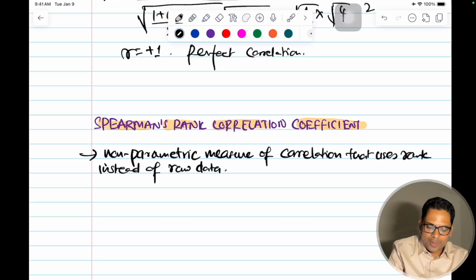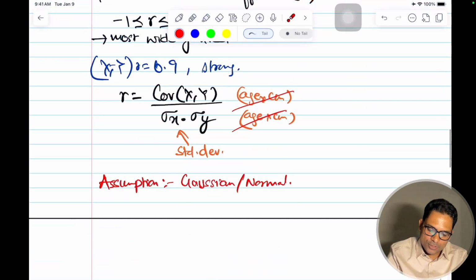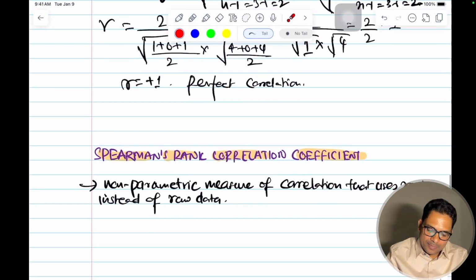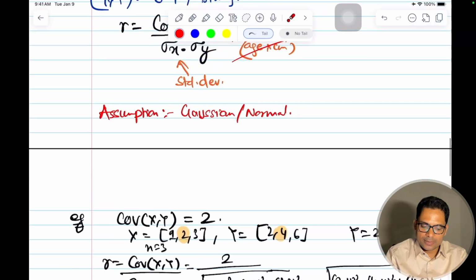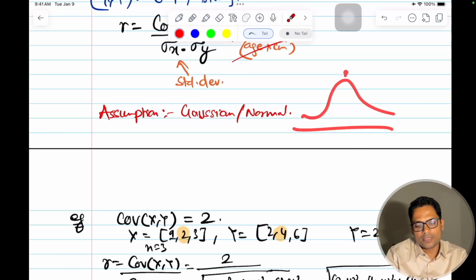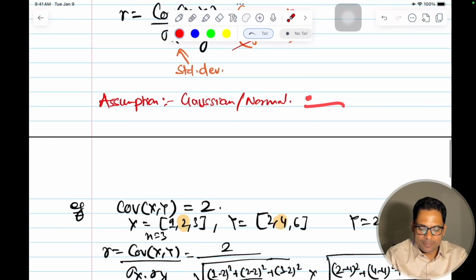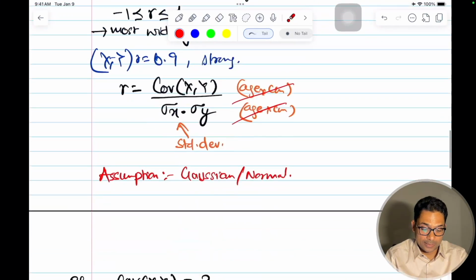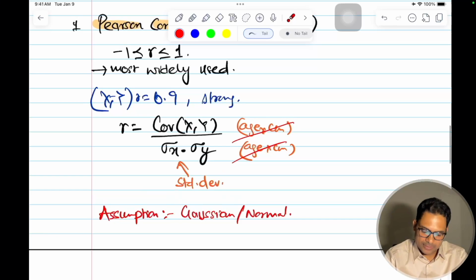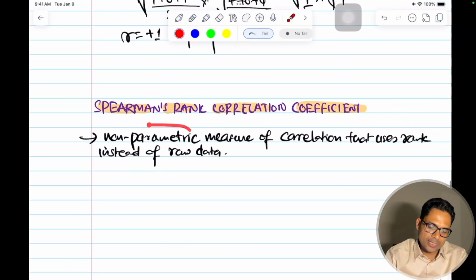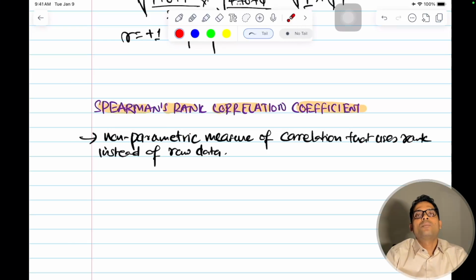And what does non-parametric mean? Pearson was parametric because it assumed that the underlying data is Gaussian. Non-parametric means it doesn't assume anything about the underlying data distribution. Here, the assumption is that my data should be normally distributed, bell shaped. That's why this is a parametric test or metric. Spearman is non-parametric because it is not assuming anything about the underlying data.